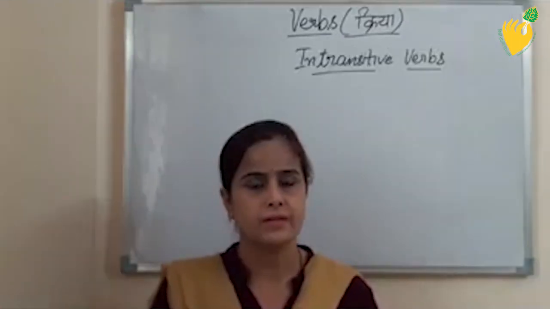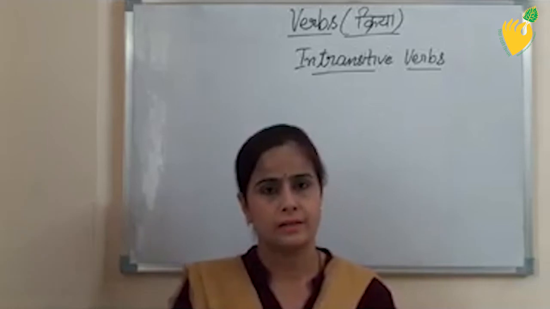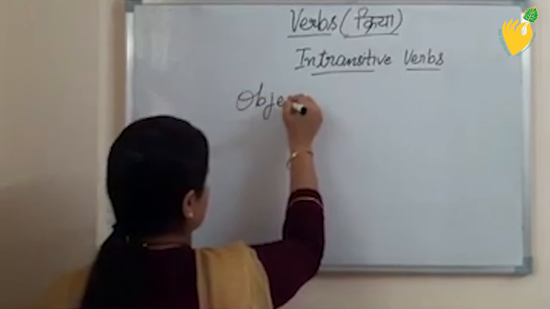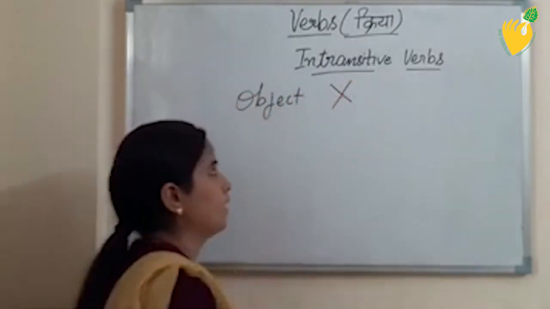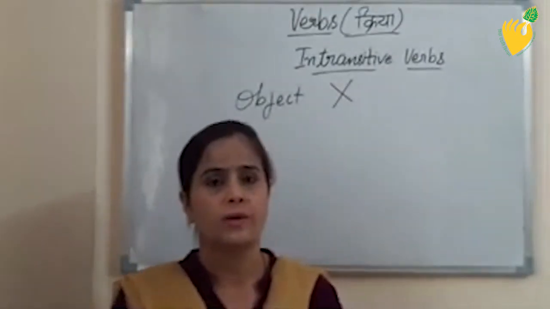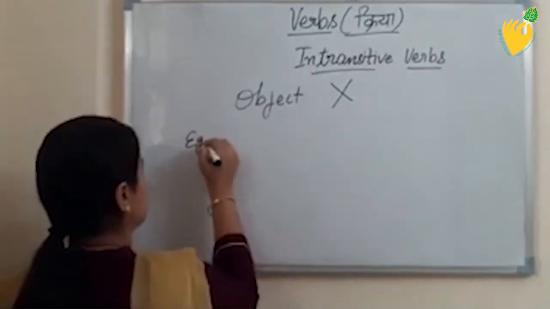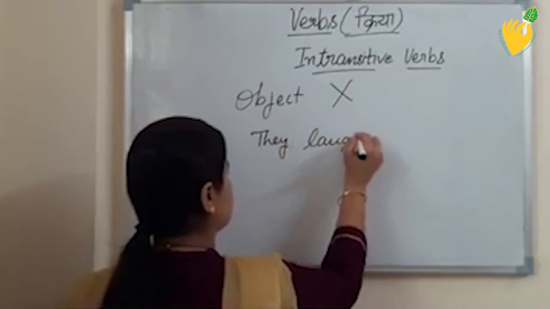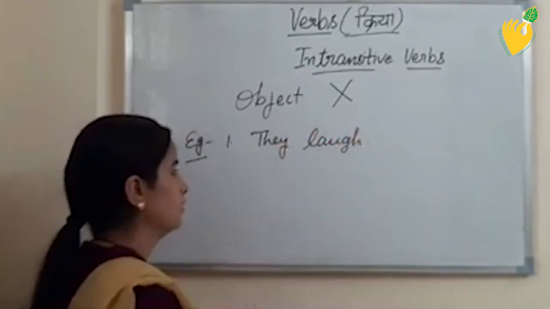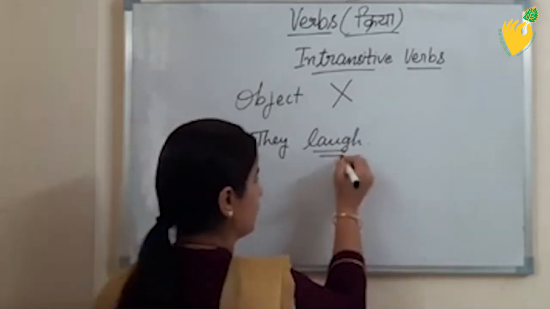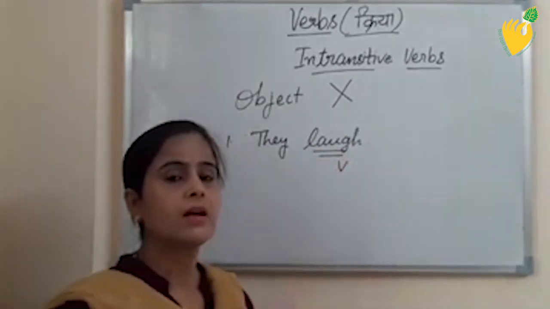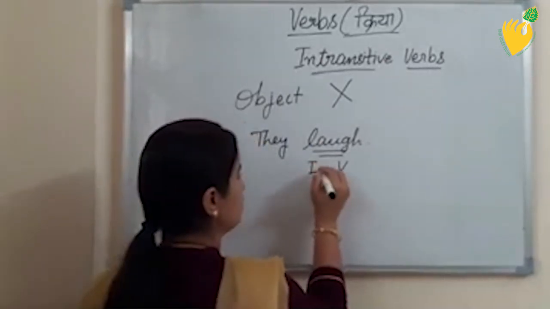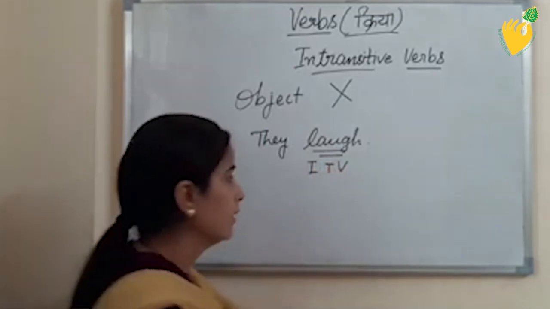Now next is intransitive verbs. Intransitive verbs are the verbs which don't need any object. An object is not required for intransitive verbs. Look at the examples. They laugh. Now in this sentence, laugh is the verb and it is giving complete meaning without any object. So it is an intransitive verb.